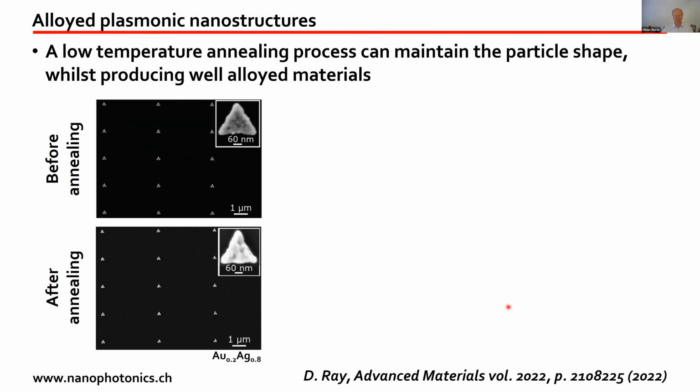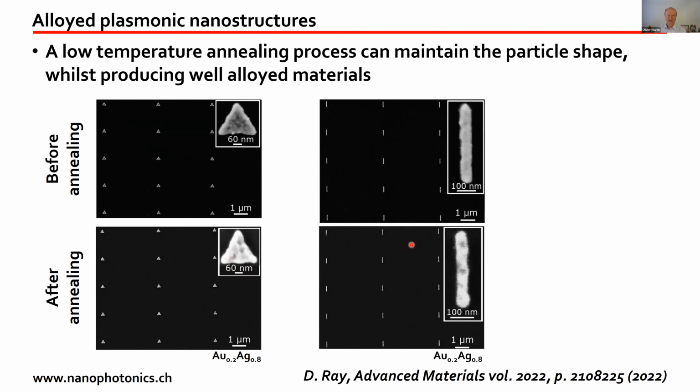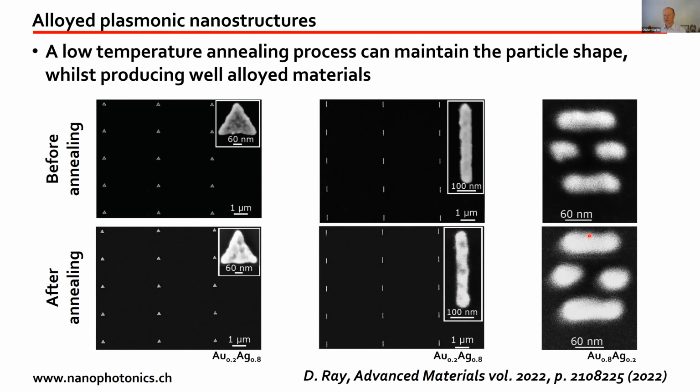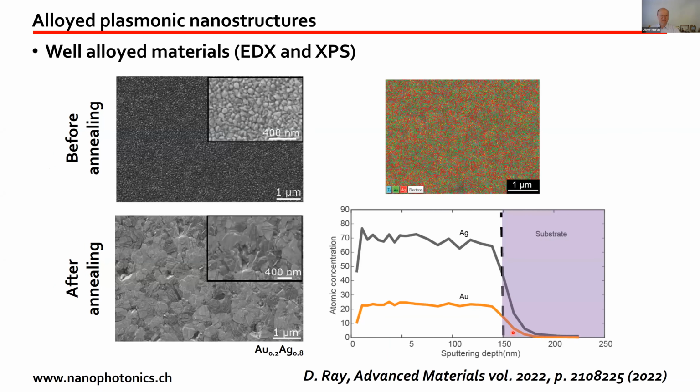And the good thing about this approach is that because it's low temperature, the structures are perfectly well maintained. You see here a small triangle, it remains a triangle after the alloying. You see here a rod, it also remains a rod, or here, this is a structure that also has some Fano resonances, it remains nicely shaped after the end of the alloying process. And it is really an alloy.